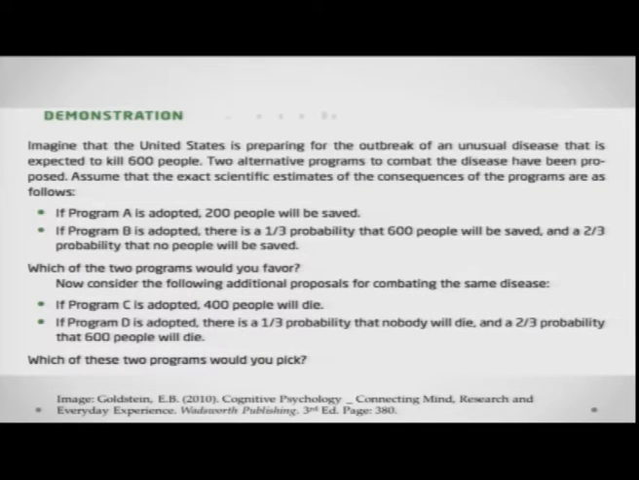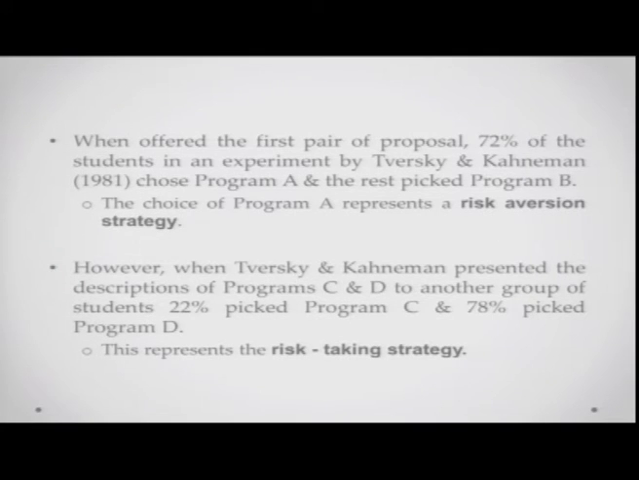Now, you see that the A and B statements and the C and D programs are very similar to each other. But when participants were offered the first pair of proposals, 72% of the participants in the experiment by Tversky and Kahneman chose program A, and the rest chose program B. The choice of program A basically reflects a risk aversion strategy.